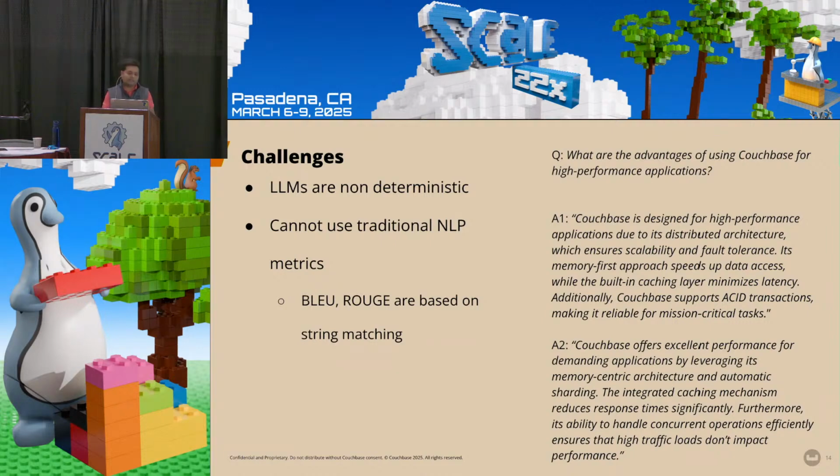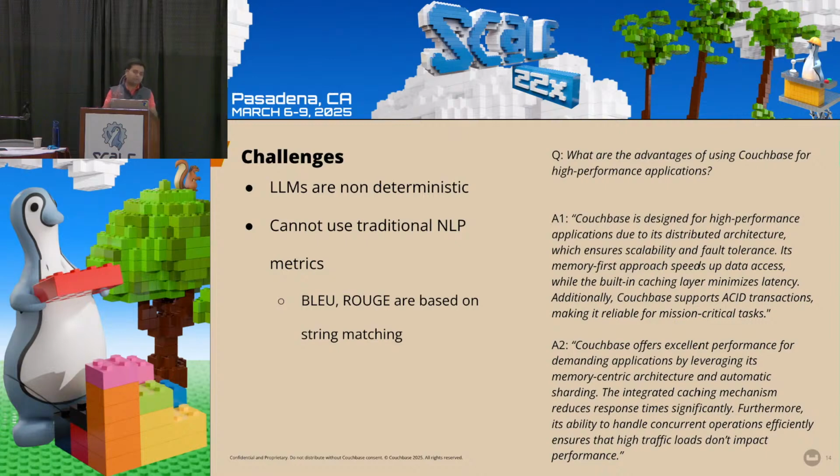And the next one is like Couchbase offers excellent performance for demanding applications by leveraging its memory-centric architecture and automatic sharding. The integrated caching mechanism reduces response time significantly. Furthermore, its ability to handle concurrent operations efficiently ensures that high traffic loads don't impact performance.